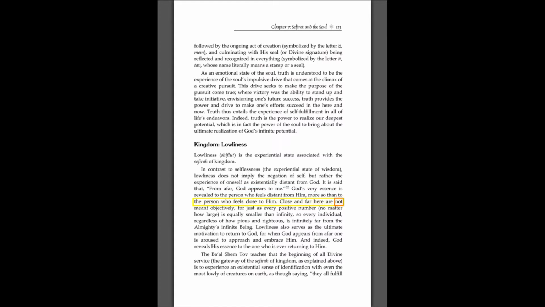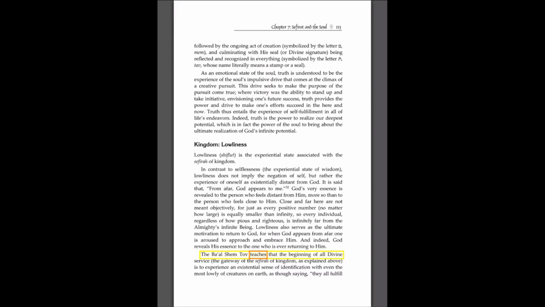Close and far here are not meant objectively, for just as every positive number, no matter how large, is equally smaller than infinity, so every individual, regardless of how pious and righteous, is infinitely far from the Almighty's infinite being. Lowliness also serves as the ultimate motivation to return to God, for when God appears from afar one is aroused to approach and embrace Him. And indeed, God reveals His essence to the one who is ever returning to Him.